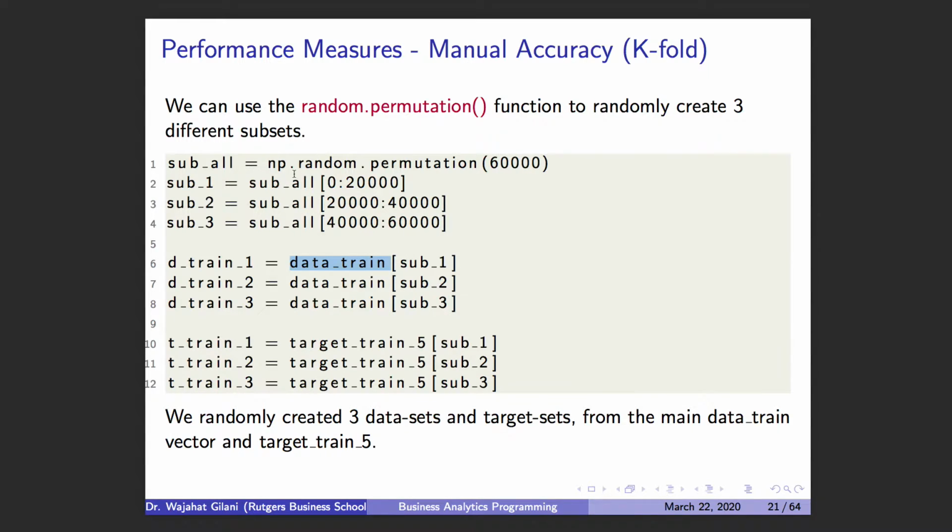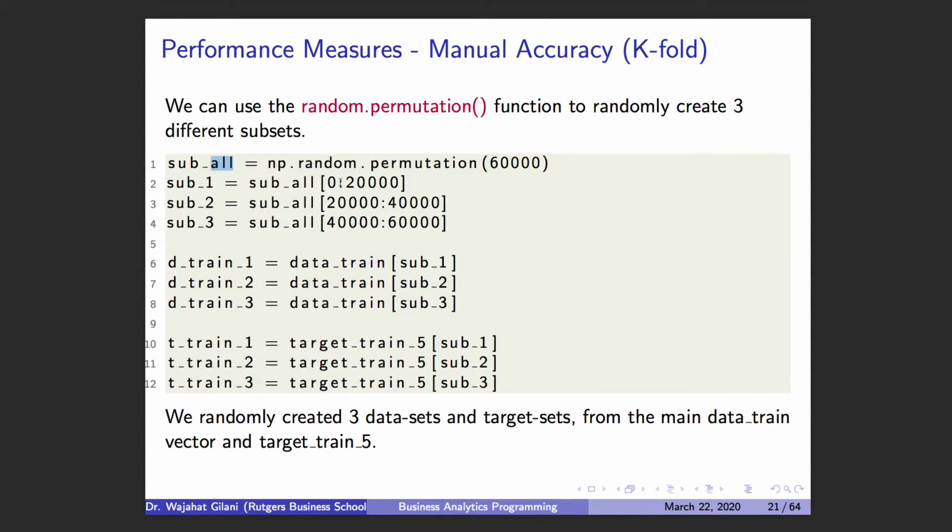We're going to use NP random permutations again, okay? We'll just create another list or vector of random numbers from 0 to 59,999, and then we'll just simply, boom, create 3 different subsets from data train based on the 3 different positions of those random numbers.